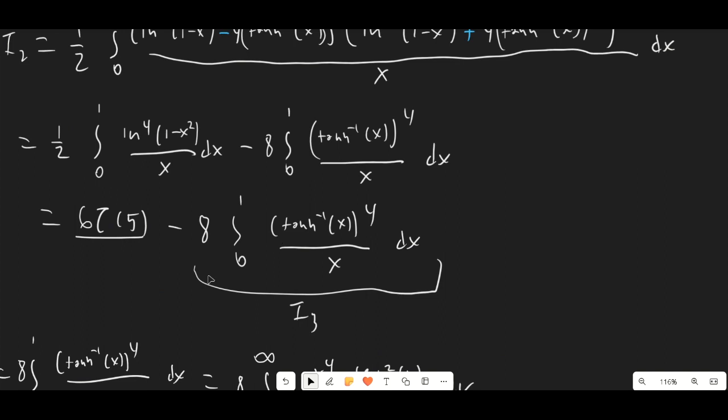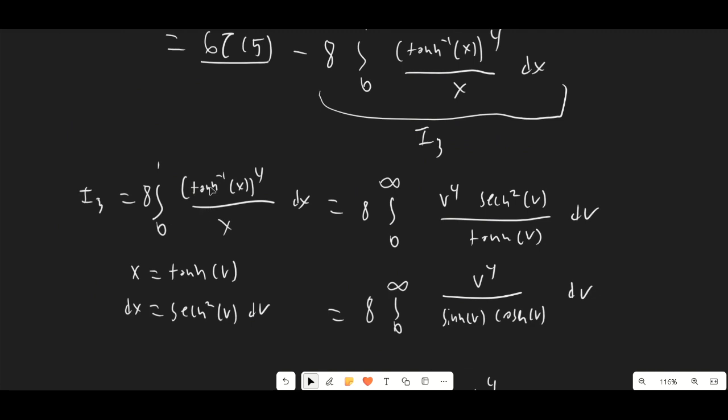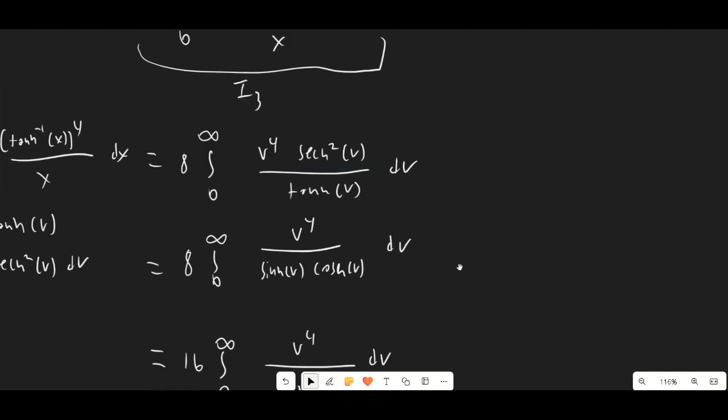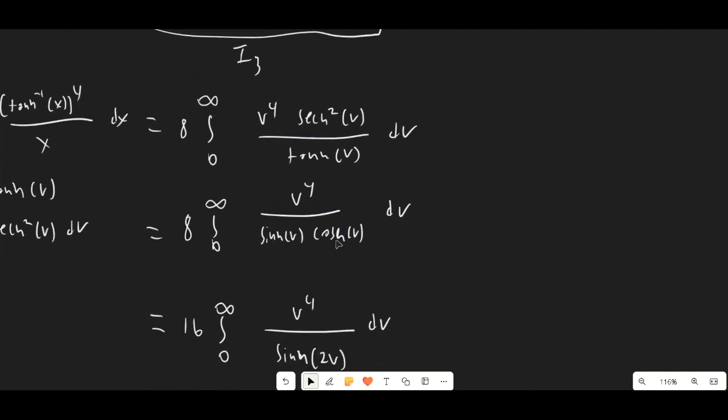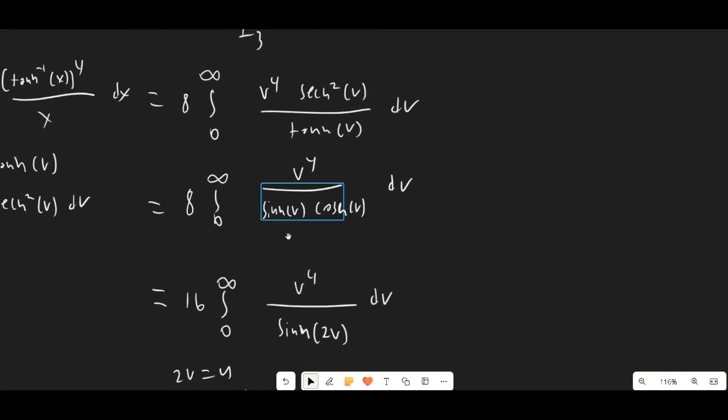And then for this other one right here, which I'm just going to call I3 to make things a little bit easier. With I3, we have this inverse hyperbolic tangent, so of course we're just going to substitute x equals hyperbolic tangent of v. Then dx is going to be hyperbolic secant squared of v dv. And so we end up with 8 times v to the 4th hyperbolic secant squared of v over hyperbolic tangent of v, and when we reorganize, we just end up getting hyperbolic sine times hyperbolic cosine on the bottom. Then, using our hyperbolic trig identities, we know that 2 times hyperbolic sine of v times hyperbolic cosine of v is just going to be hyperbolic sine of 2v.